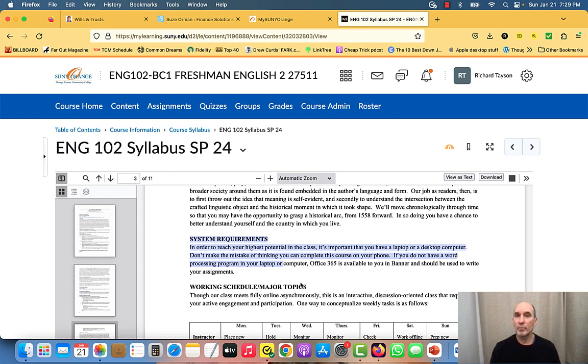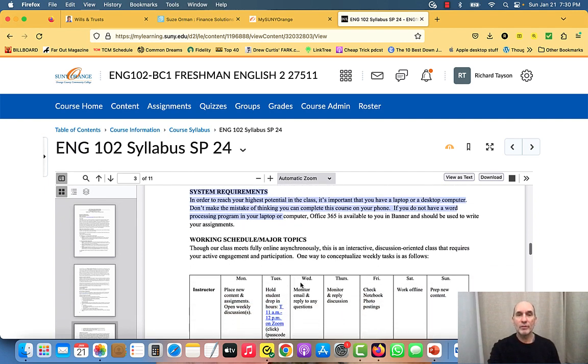If you don't have a word processing program in your laptop, you're in luck, because the CUNY system allows you to use Office 365, which has word processing in it, and you access that on the first page once you come into your My SUNY Orange. If you click into My SUNY Orange, you'll see it right away.